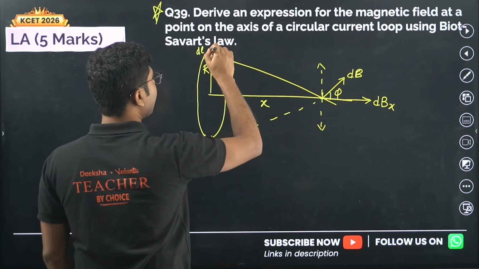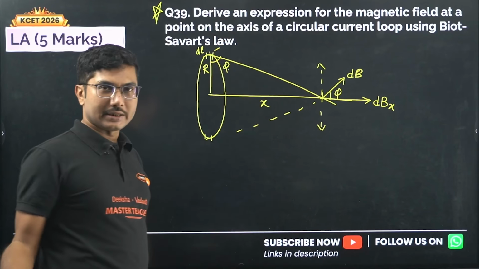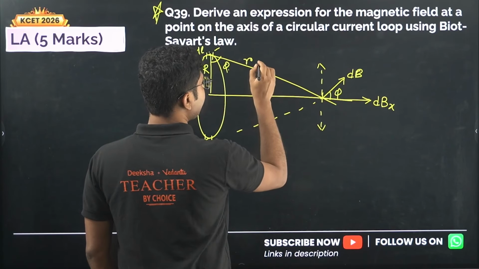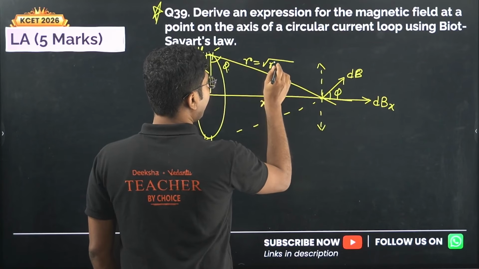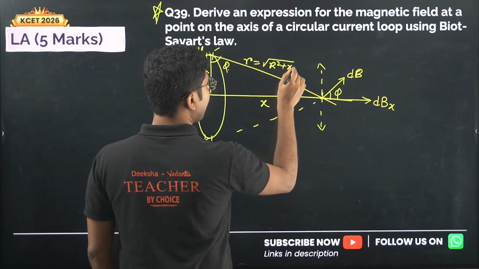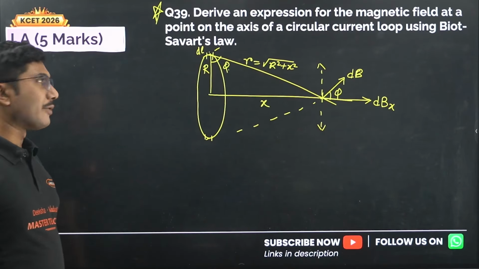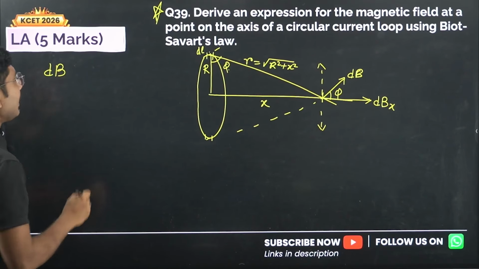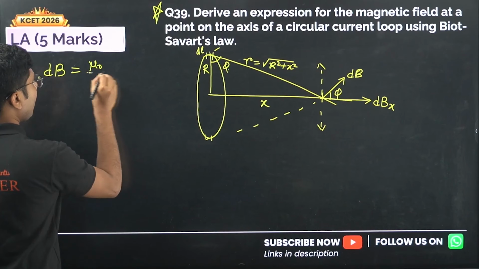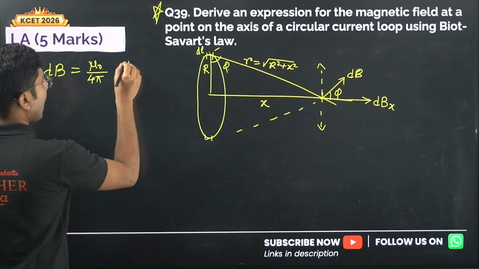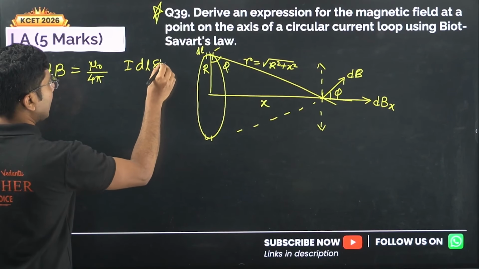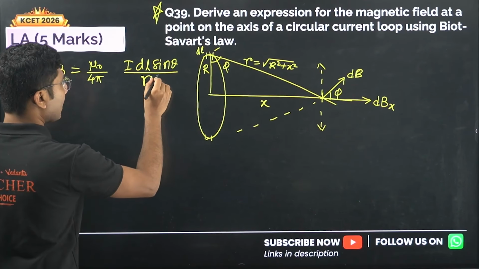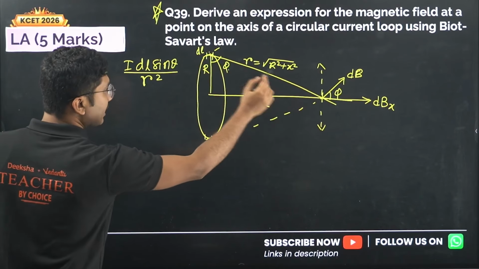Theta over here is 90 degrees, so sin theta is 1. This is r. What is this value? This value, say small r, is given by the square root of capital R square plus x square. Now we will apply Biot-Savart's law. Biot-Savart's law generally says that the magnetic field due to a current carrying element is given by mu naught by 4 pi, I dl sin theta by r square. Here r is this value. Remember, r is from the component, so that means this is r.